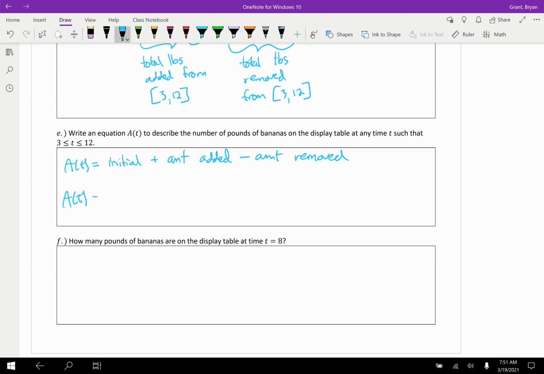A of t equals, the initial amount was 50 pounds. They told us in the problem. How much is added from 3 to 12? Well, we know they start adding at 3.